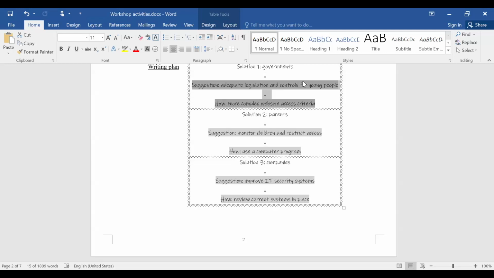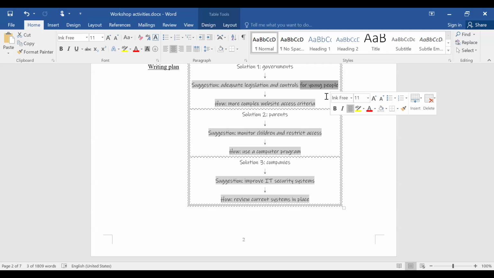I like that you use the modal verb could to make a suggestion. What the governments could do. Governments could introduce adequate legislation and controls. I also like the way you paraphrased some of the words here. Like for example, in the writing plan, it says for young people, right? And in your sentence, you used specifically designed. You added the two words specifically designed for young people. This is a good example of paraphrasing.